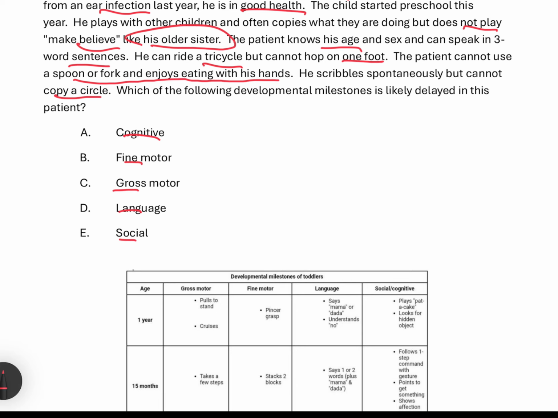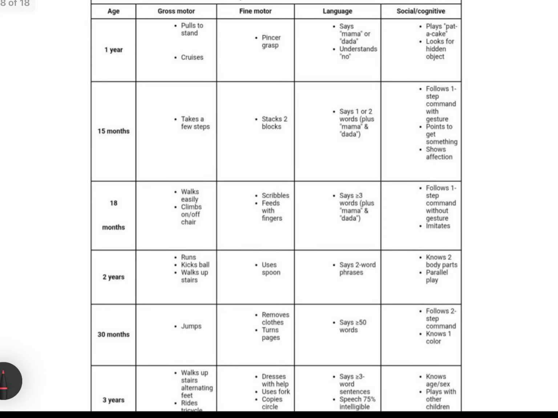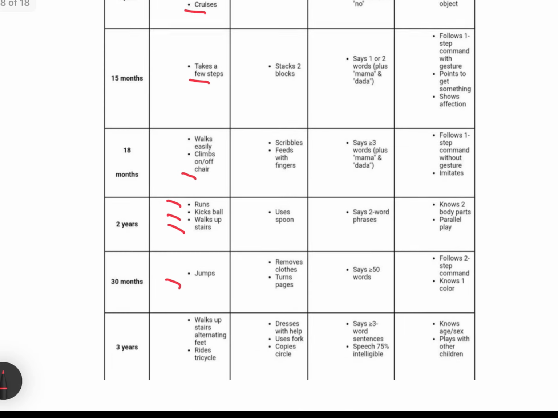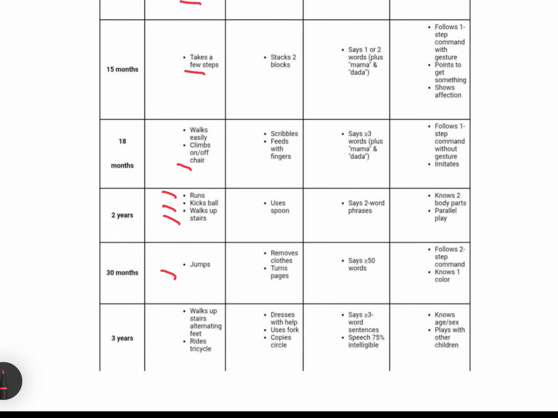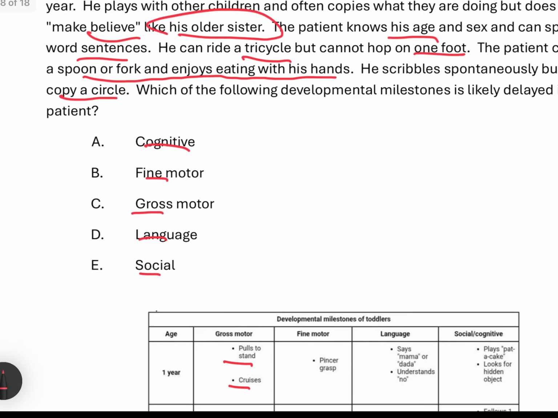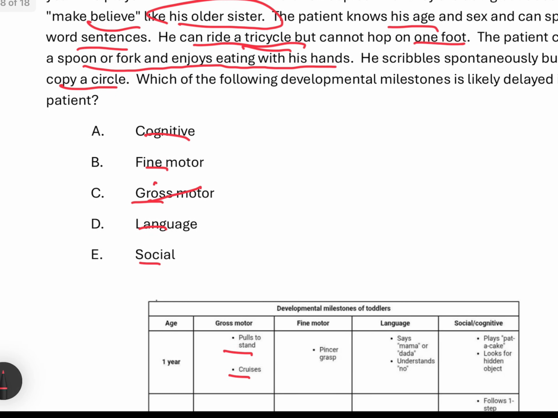Guys, for all these things, you have to know in which category which things are there. For example, in gross motor, the child has to pull to stand, cruise, take a few steps, and walk easily, climb onto a chair. He has to run, kick a ball, walk stairs. He has to jump, walk up the stairs with alternating feet, and ride the tricycle. He is a 3-year-old boy and he is able to ride the tricycle, as they mention in the question. So it is not gross motor.